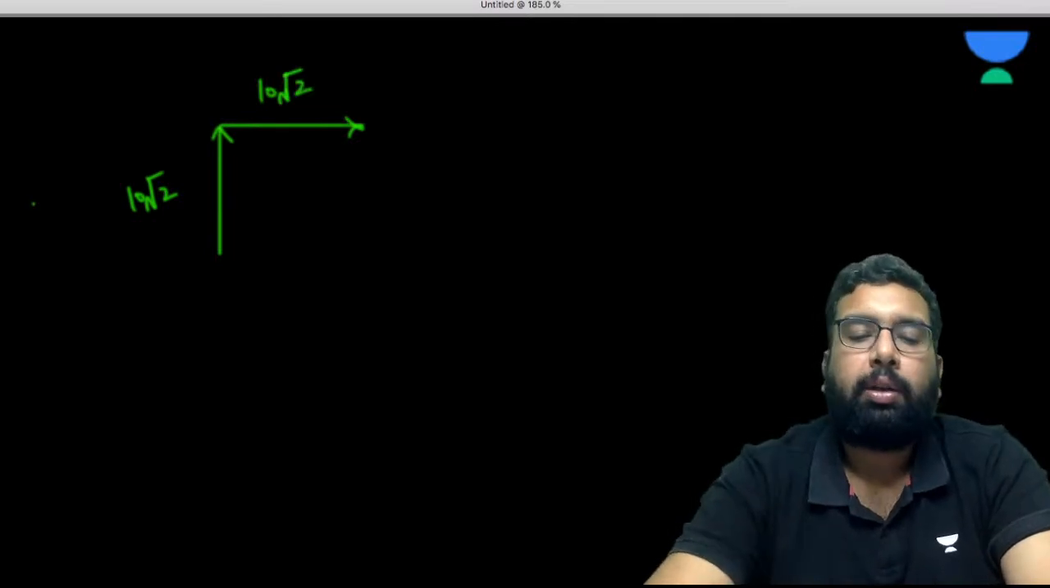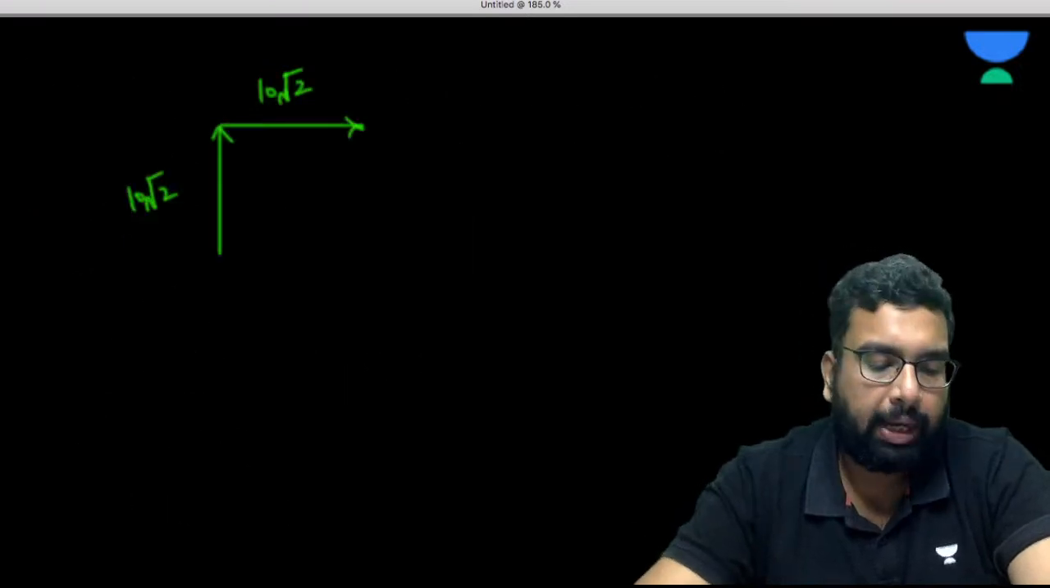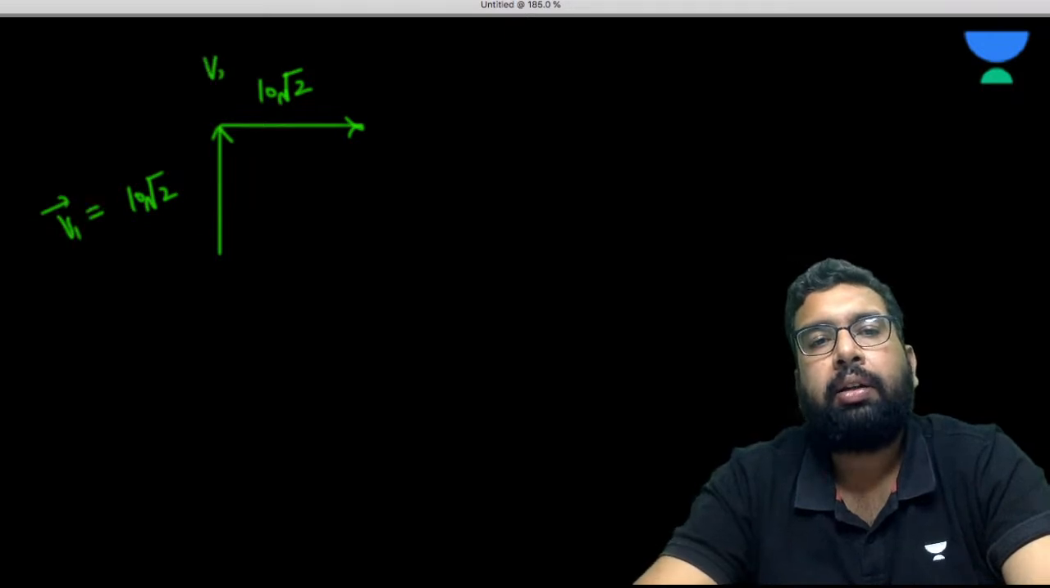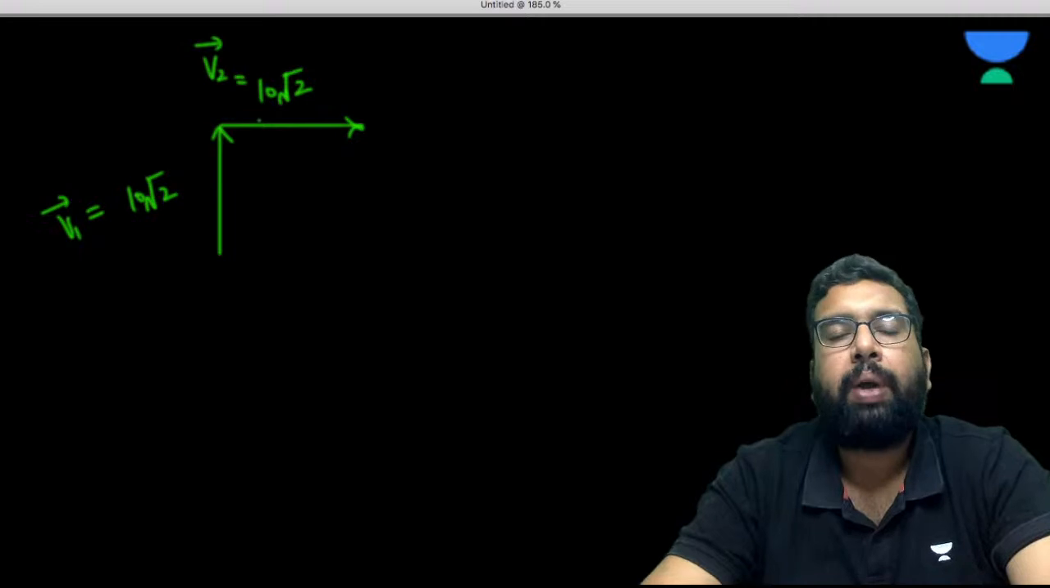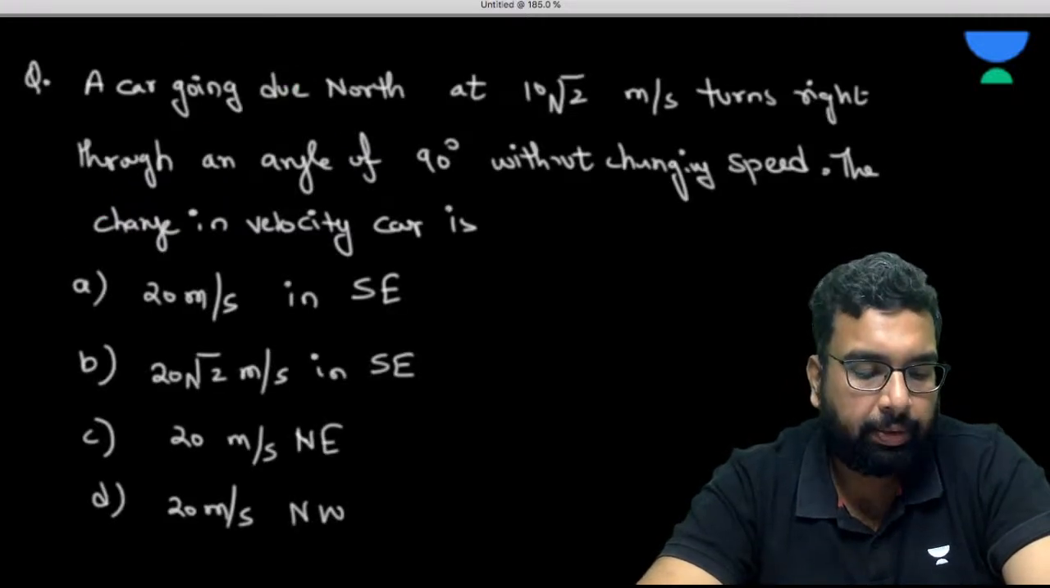So it moves towards the right. Basically the second vector is going to be like this. This is obviously v1 vector, its initial velocity. This is the final velocity, that is v2 vector. So v1 vector and v2 vector. So what is the change?